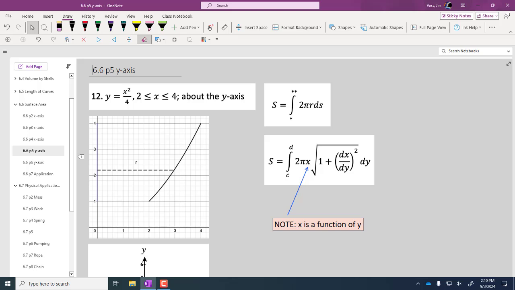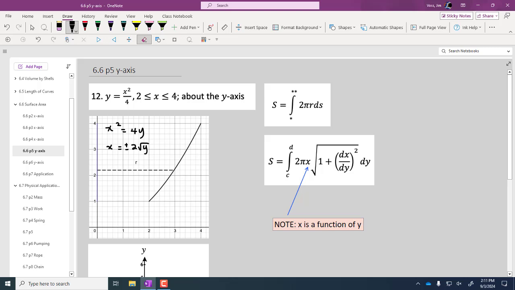Formula in generic form, same, 2 pi r ds. Again, the radius is the function. The function, though, needs to be written as an x value. So we're going to come over here and say, oh, let's solve for x. So we're going to get x squared equals 4 times y. And x will equal plus or minus, dang it, I was too hasty when I turned on the computer, I think. So 2 times the square root of y.